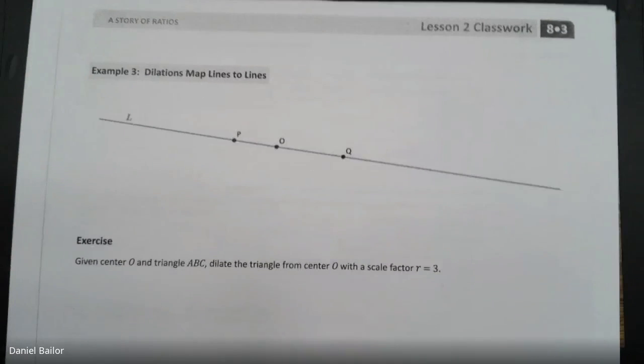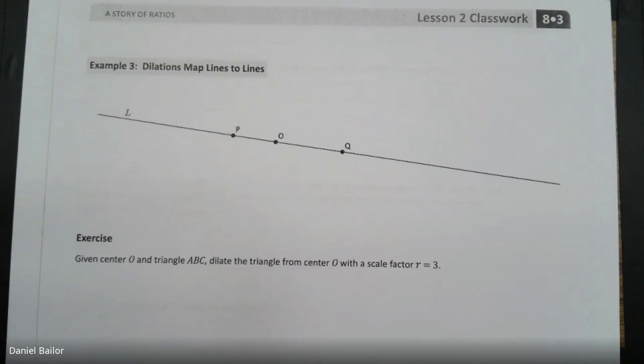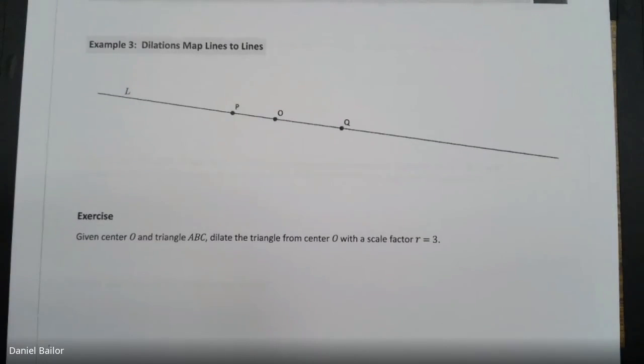Go to page 14. Look at example 3, I'm sorry, where we have a center, we have a line, and we have to map the line to the line. So this is going to be a little bit of a tricky one, because if you look at this, the center is actually on the figure that we are supposed to dilate, which means the center is on the figure. So let me show you what happens.